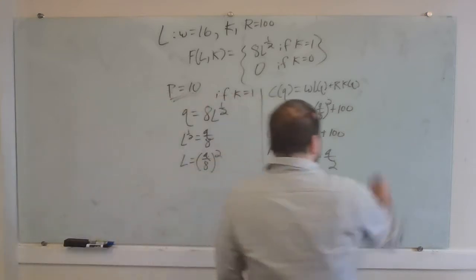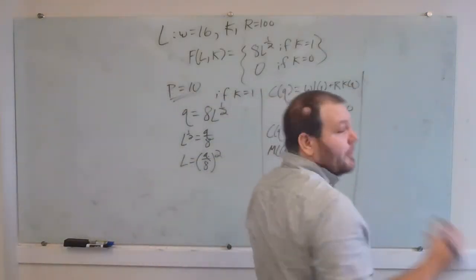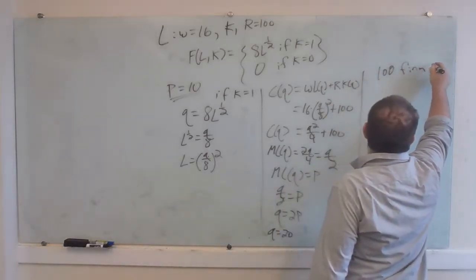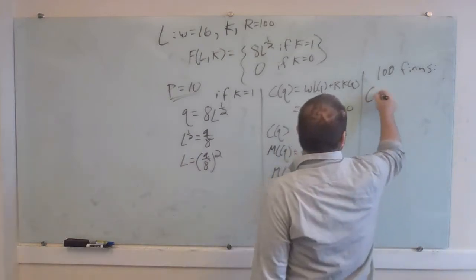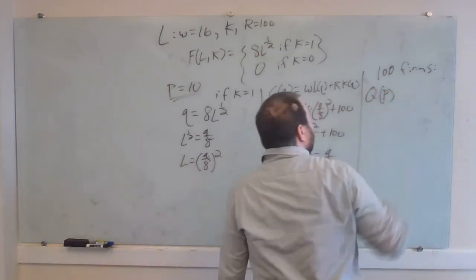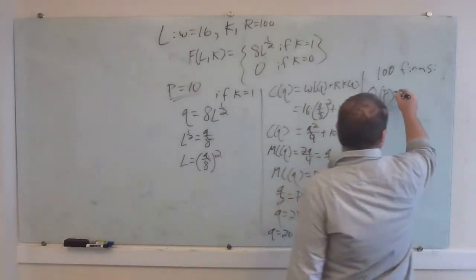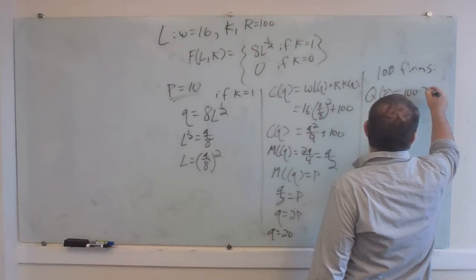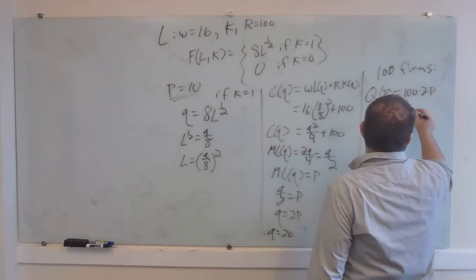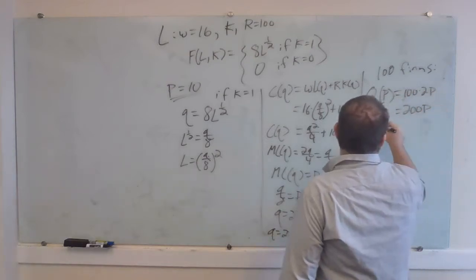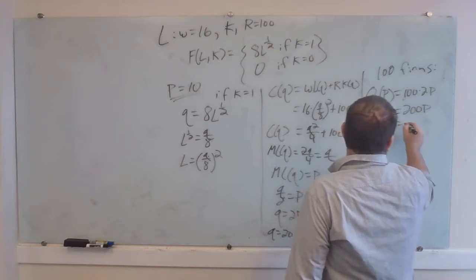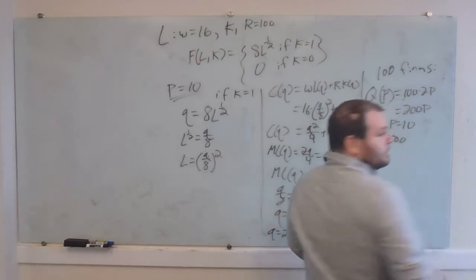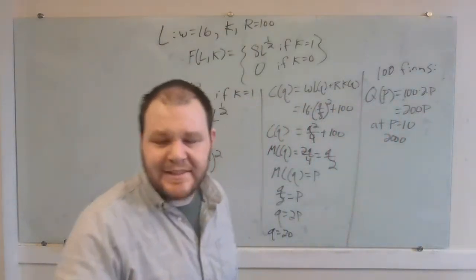So if that's a particular firm, say that I had 100 firms with permits, then my market supply would just be 100 times 2P, which is going to be 200P, or at P equals 10, I would supply 2,000 burritos. Good? So far, nothing fancy.